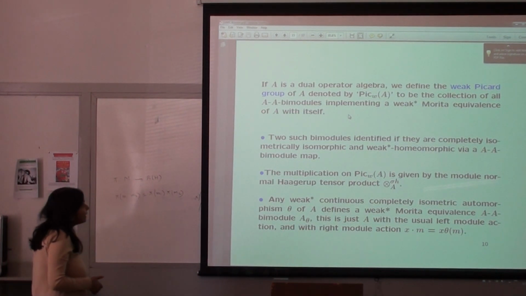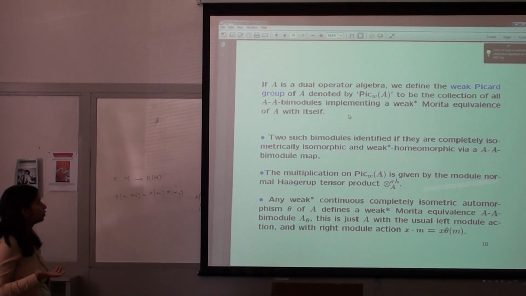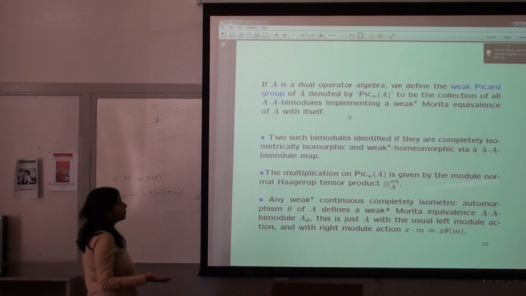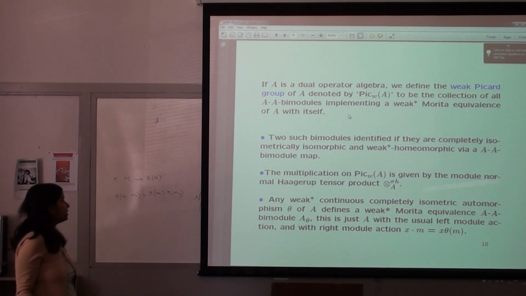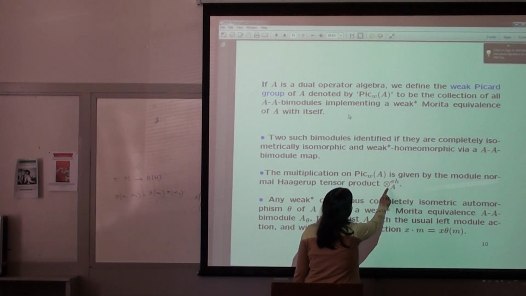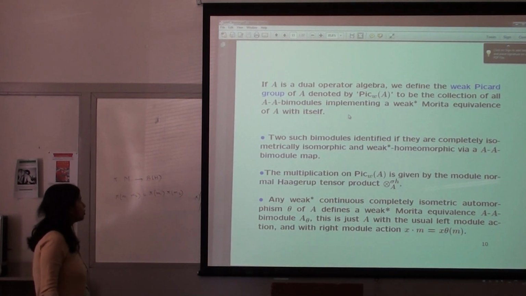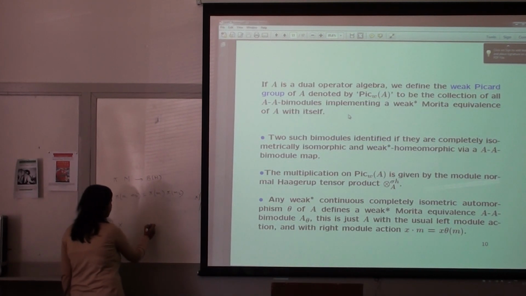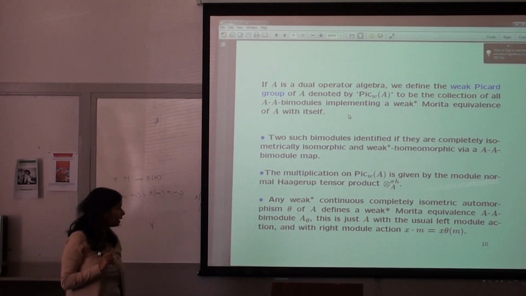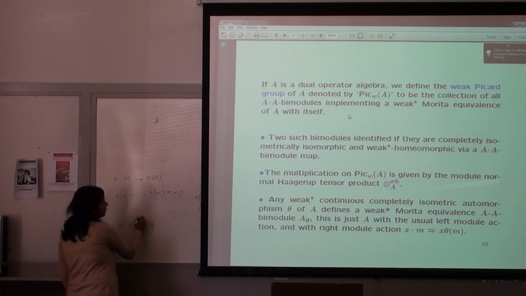Two such bimodules will be identified if they are completely isometrically isomorphic and weak star homeomorphic via an A-A bimodule map. So the module structure has to be preserved, and there should be a weak star homeomorphism, which means the weak star topology is also preserved. On this group, the multiplication is given by the module normal Haagerup tensor product. So if you have two modules, X and Y, in the weak Picard group of A, which means they are weak star Morita equivalent, you can multiply them, and the multiplication is simply the Haagerup tensor product.